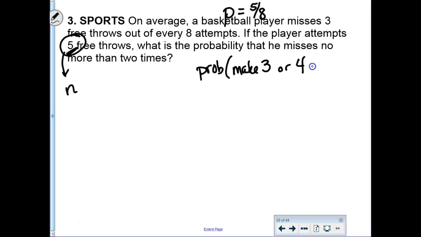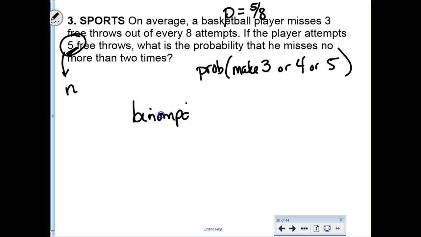Or 4? Or he'd make all 5. Okay. So this is not necessarily a binomial PDF the way it's written right now. If you had knowledge of how the stats curve works, you can use binomial CDF, but what we're going to do is we're going to find these 3 probabilities and just add them together.